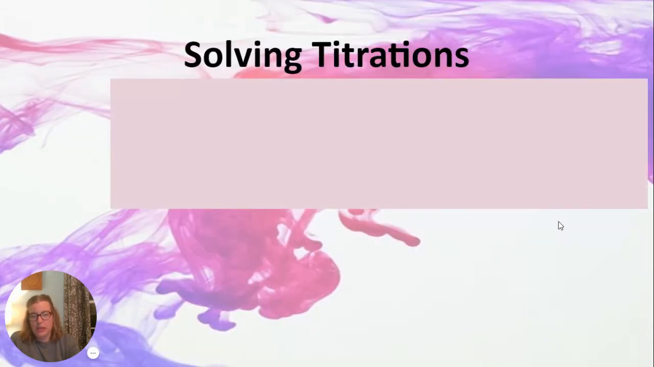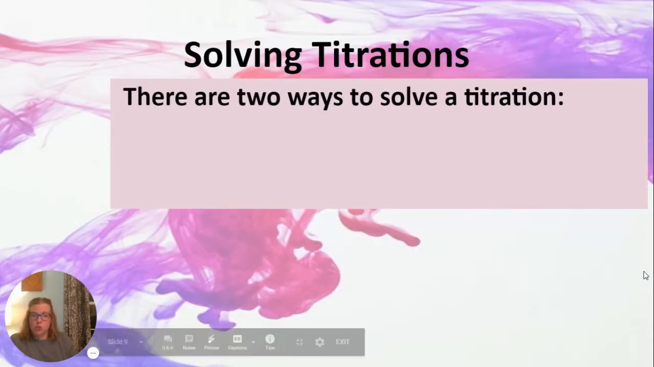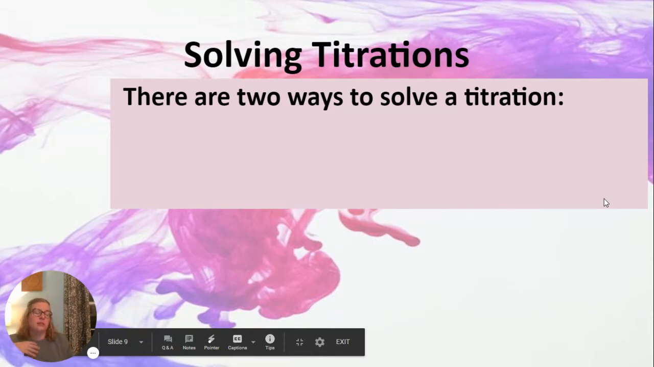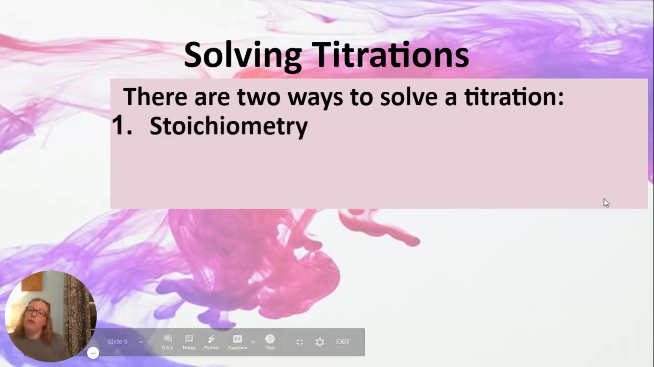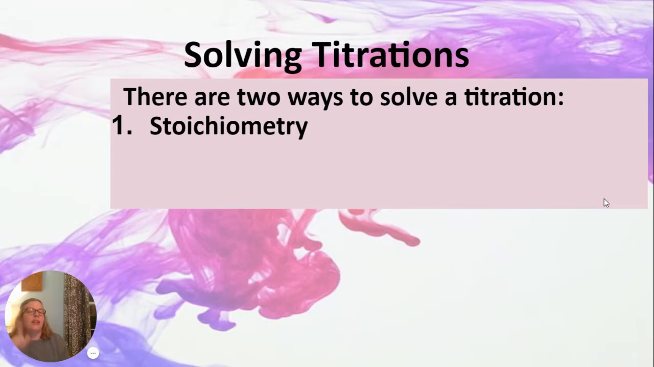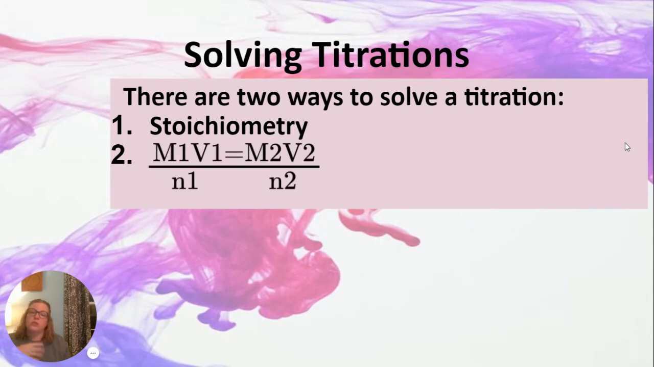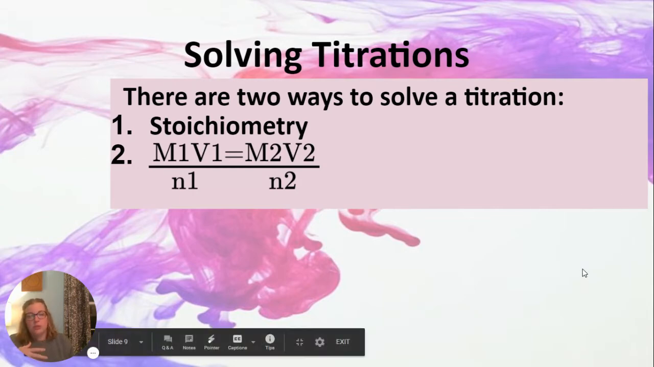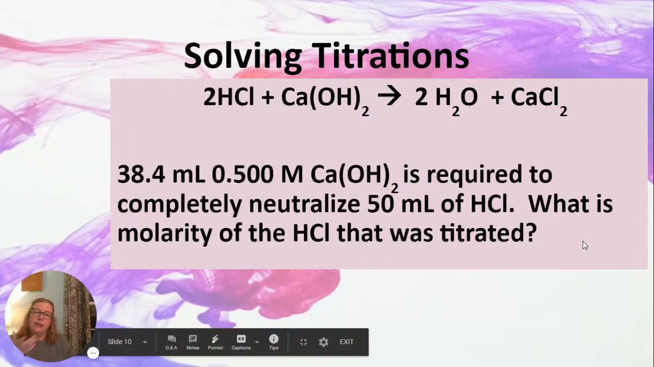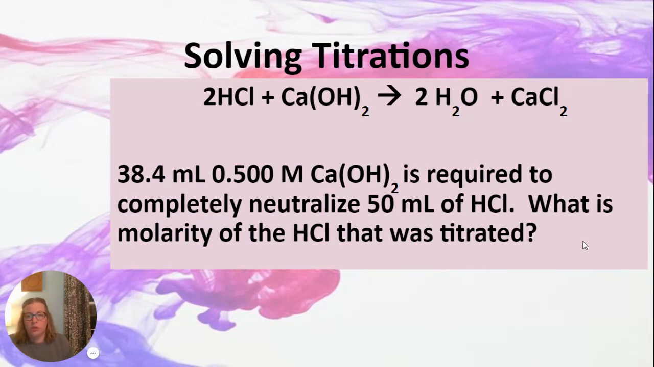Okay, so when we solve a titration, there are two ways to figure it out. They get you the same answer, so it's honestly a personal preference. One of them is through stoichiometry, and stoichiometry will never fail you. The other way is by using a variation on our dilution equation, which is M1V1 over N1, where N is the coefficient of your substance in the balanced equation, equal to M2 times V2 over N2. So what I'm going to do is give you guys a practice problem, and then I'm going to solve it both ways and show you how to do it in both circumstances.